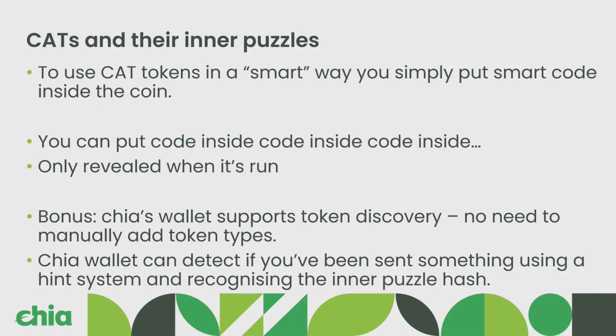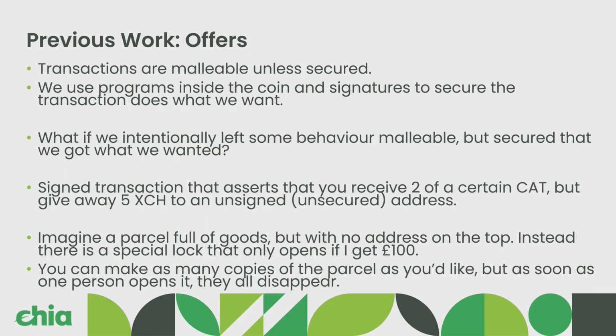The nice thing about doing the CAT layer wrapping a standard puzzle is it makes token discovery pretty trivial. We use the hinting system on our blockchain to say, oi, listen, and then the wallet knows what its own standard puzzle is and can infer what the puzzle reveal of the CAT type is, and then bada bing, bada boom. But I won't talk about the wallet much more.